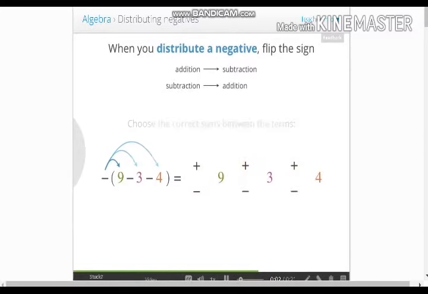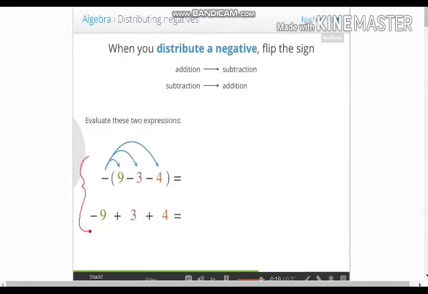Very well done! Distributing the minus sign onto 9, you get -9. Then this subtraction becomes addition, and you have +3. And this subtraction also becomes addition, giving you +4. Does that really work? Go ahead and make sure these two expressions are equivalent.